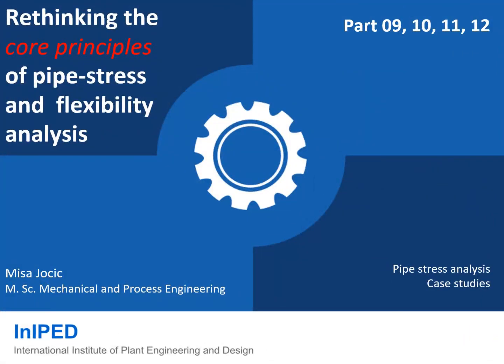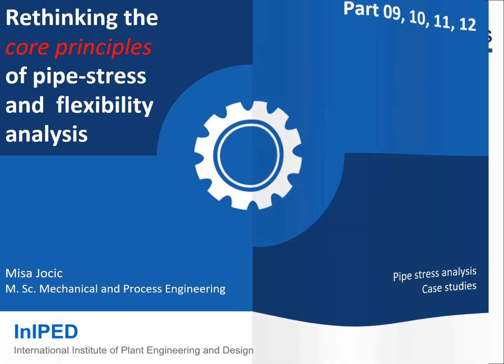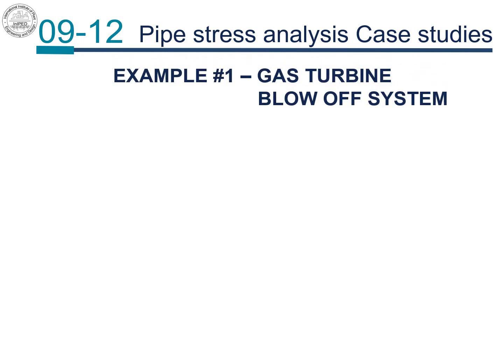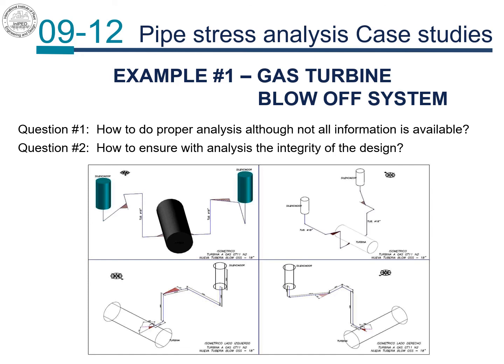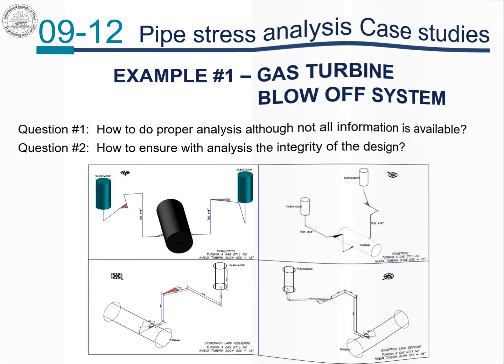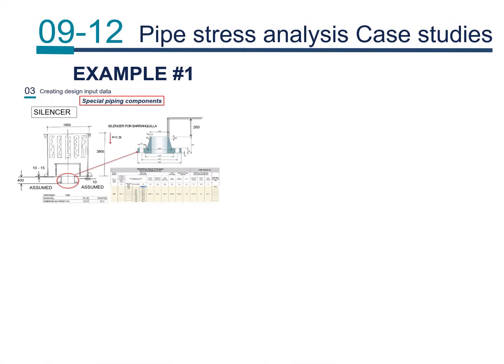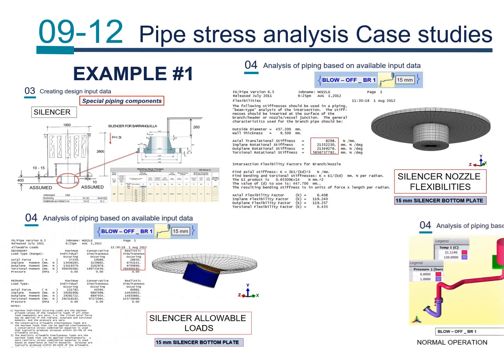Rethinking the core principles of pipe stress and flexibility analysis. Parts 9 to 12: pipe stress analysis, case studies. Example number 1, gas turbine blow-off system. Question number 1: how to do proper analysis although not all information is available. Question number 2: how to ensure with analysis the integrity of the design. Creating the design input data. An analysis based on the available input.